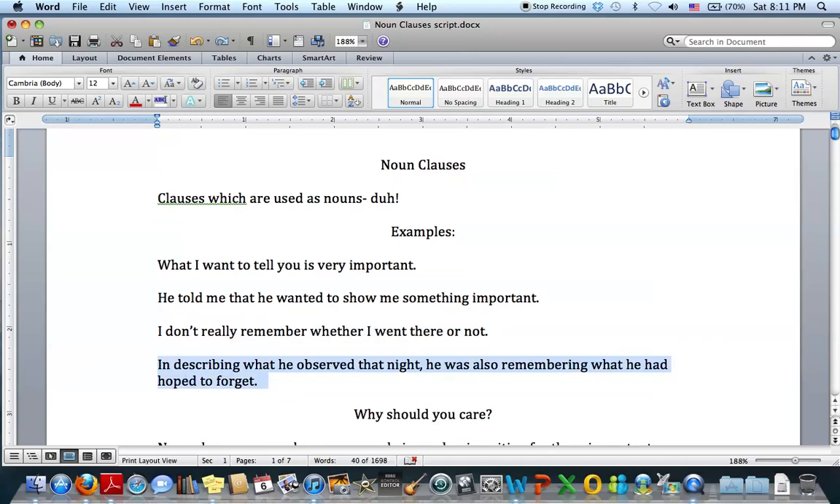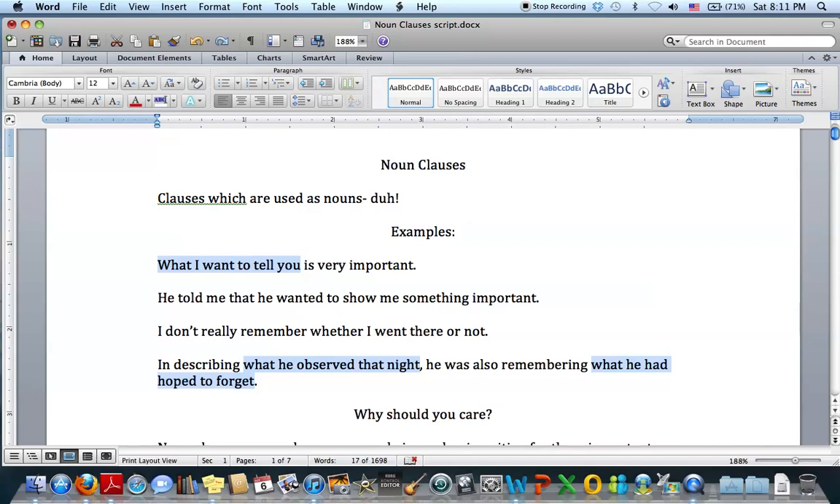In describing what he observed that night, he was also remembering what he had hoped to forget. Hopefully, if you look at this right here, and then compare it to both this and this. Whoops, okay. Unfortunately, it didn't want me to highlight both of those. I can do that again, though. There we go. If you look at both of those and compare them to what we saw up here, you'll notice it's almost exactly the same form. The difference is, in this first one right here, it's acting as the subject of the sentence.